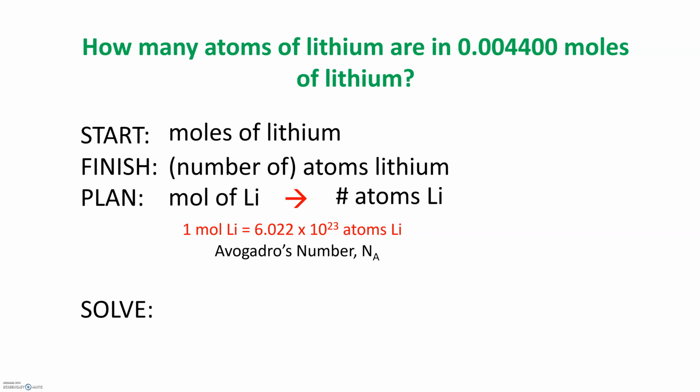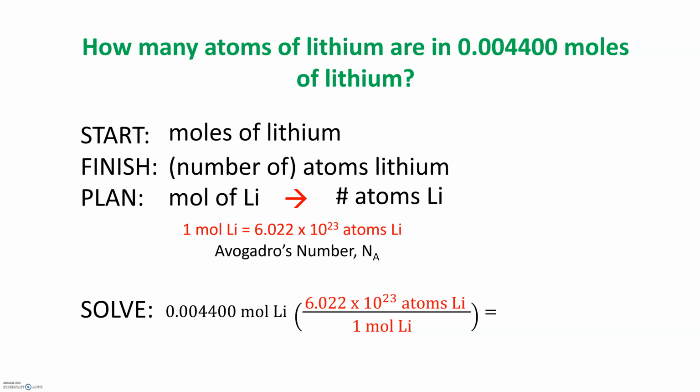So let's set up the problem. We'll put our number of moles at the beginning. It's a 1-step problem. All right, now I've just got to arrange my conversion factor so that the units cancel. I've got moles of lithium, so I want that to cancel. I'll put it on the bottom. And my 6.022 times 10 to the 23 atoms on the top. Okay, now I'm ready to pick up my calculator.